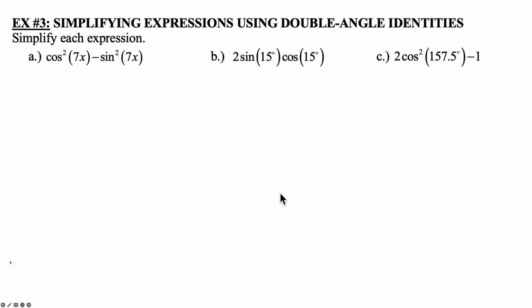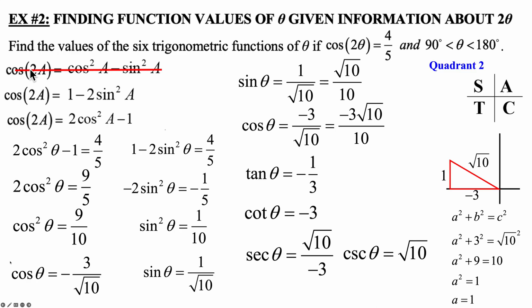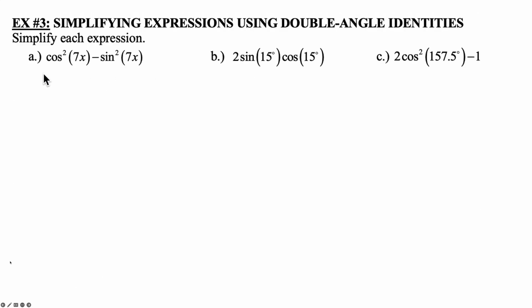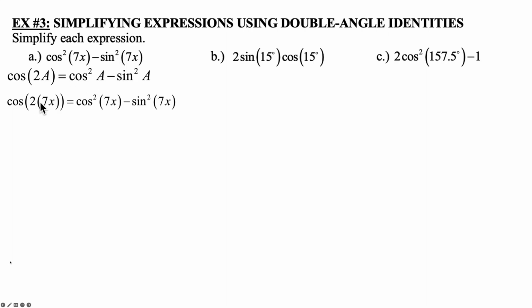All right, to the next example, example 3. Simplify expressions using double angle identities. Okay, I see a cosine squared 7x minus sine squared 7x. Hey, that looks like this identity here before I scratched it out. So let's write that down. Realize that A is the 7x. Put that in for A. 2 times 7x is 14x. There, we simplified it. We're done.